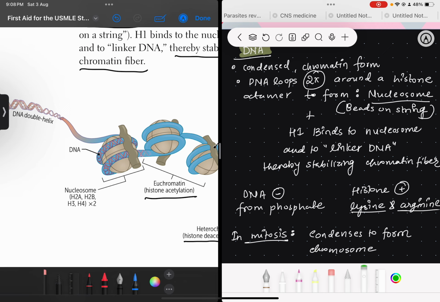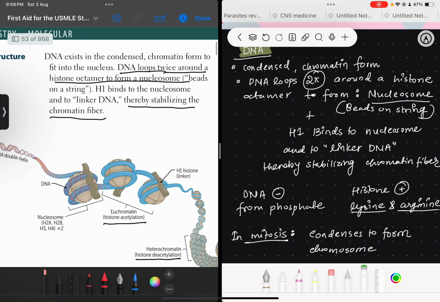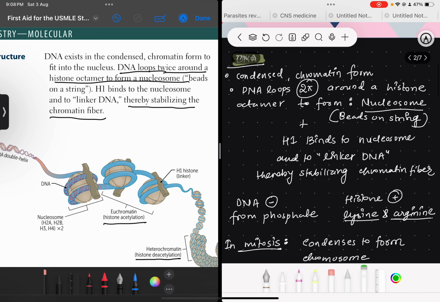In the center there will be this histone protein, and DNA is going to loop twice around the histone, and this will form a nucleosome. The remaining histone type, H1, will bind to the nucleosome and to linker DNA, thereby stabilizing the chromatin fiber. So DNA will loop twice around a histone octamer to form the nucleosome, that is, beads on a string.